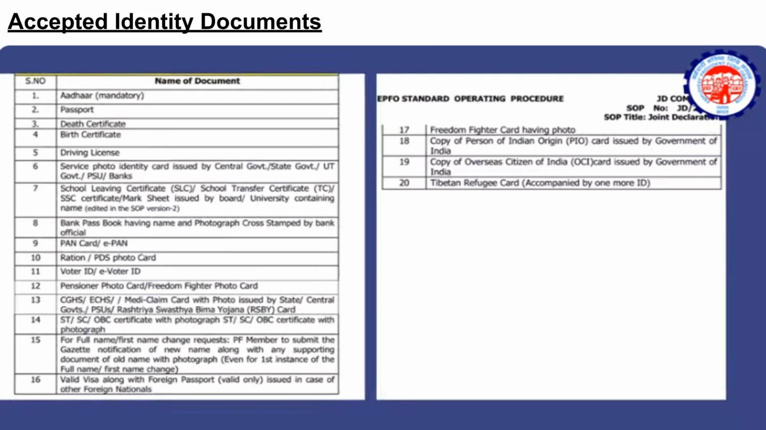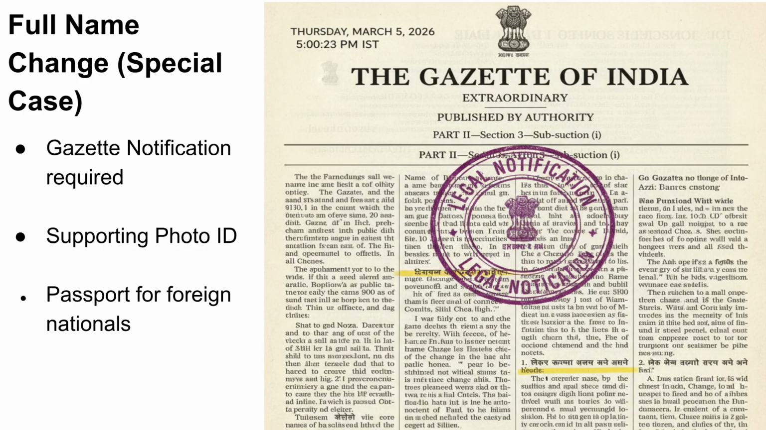For name, date of birth, or gender correction, EPFO recognizes government-issued identity proofs such as Aadhaar, passport, birth certificate, PAN, voter ID, driving license, and school leaving certificates. In cases involving a complete change of first name or surname, a Gazette notification publication is mandatory, along with supporting photo identification reflecting the new name. This is considered a special case.